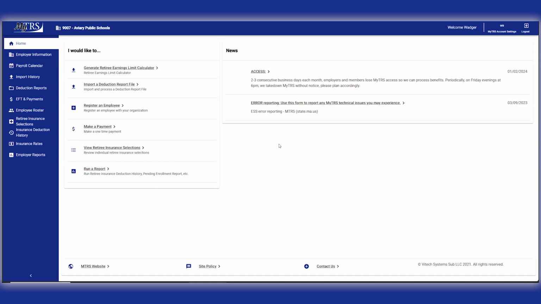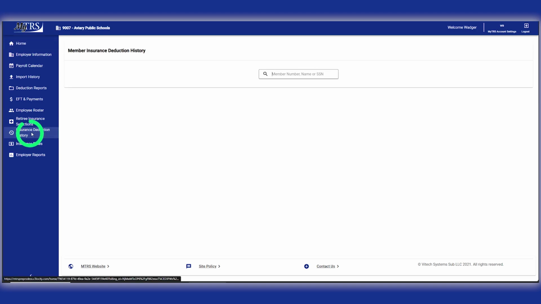Or maybe you're doing some research because you looked at your deduction history or your monthly deduction reports for maybe the last couple months, maybe you're taking over a new position, and you're starting to wonder if the right deductions were coming out from somebody. So we're going to go to insurance deduction history.